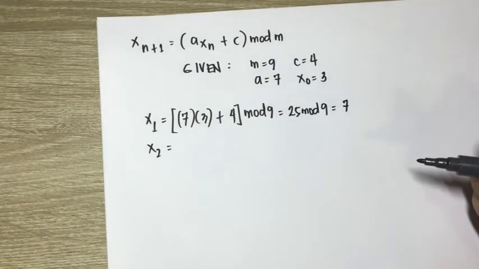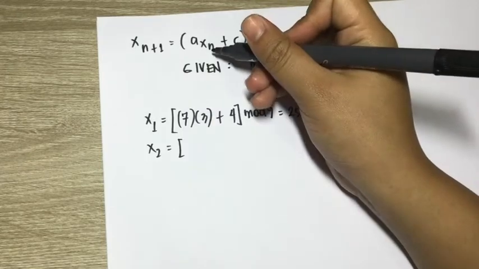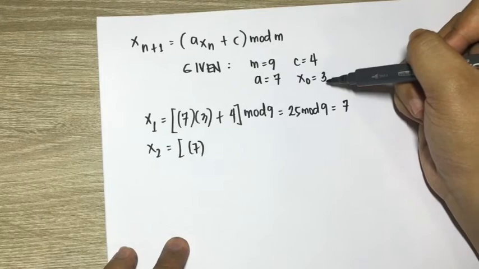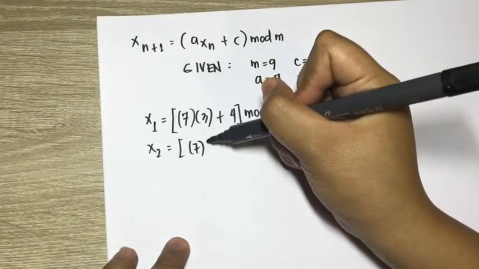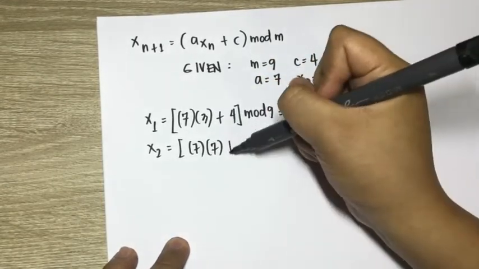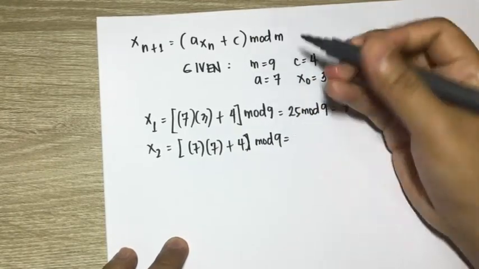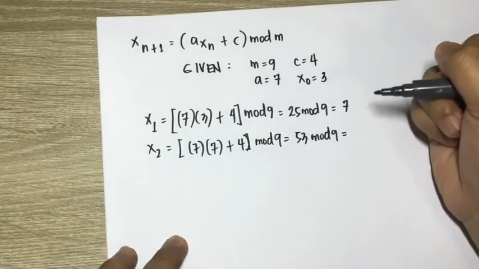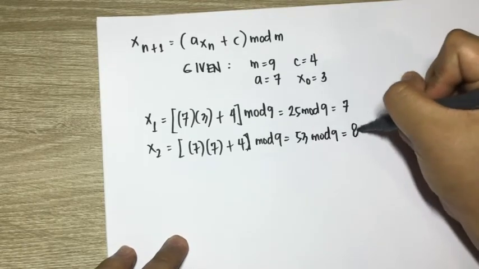Next, let's try to solve for x sub 2. So x sub 2 will be derived from, so the multiplier is 7, but in this case, instead of using the seed, which is 3, we are going to use the present term of the pseudorandom sequence, which is the 7. So 7 multiplied by 7 plus 4 modulo 9. So we will have 53 modulo 9. So meaning to say the second term in our pseudorandom sequence will be equivalent to 8.